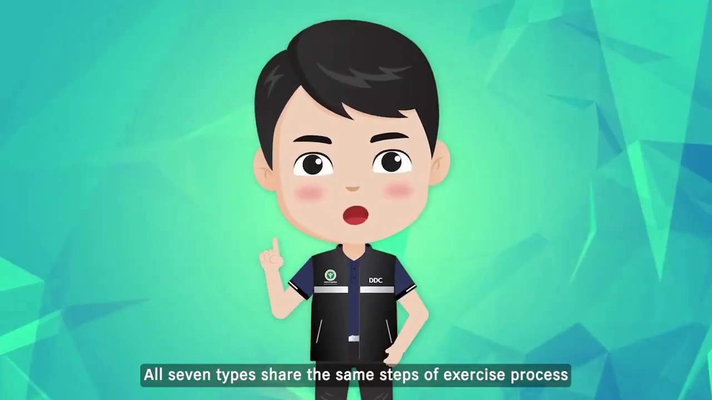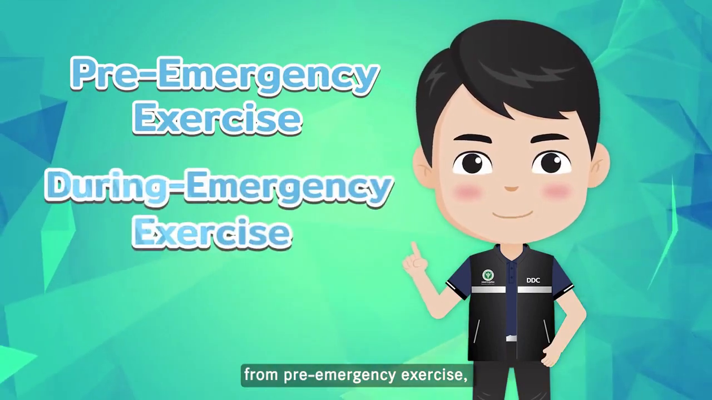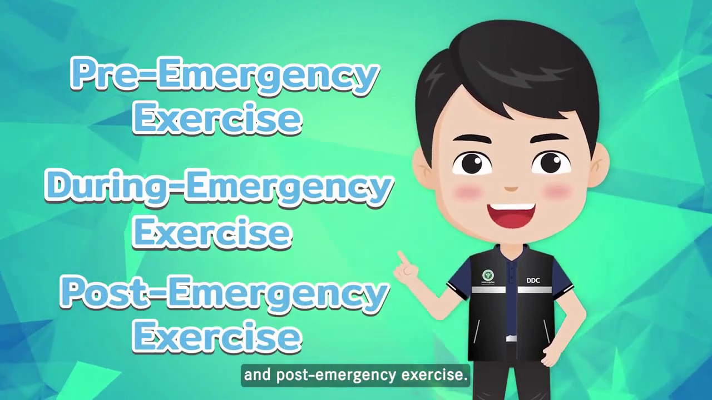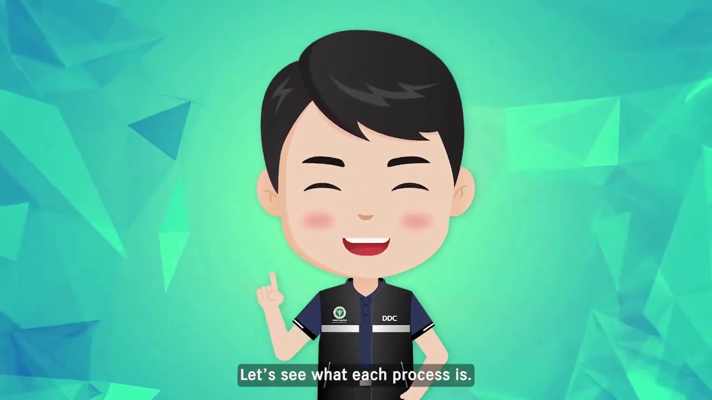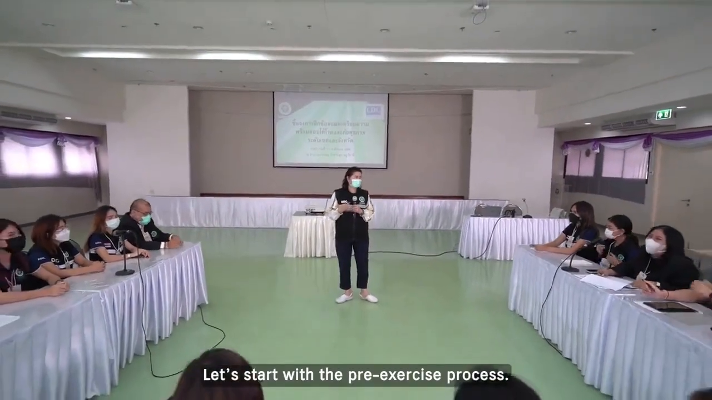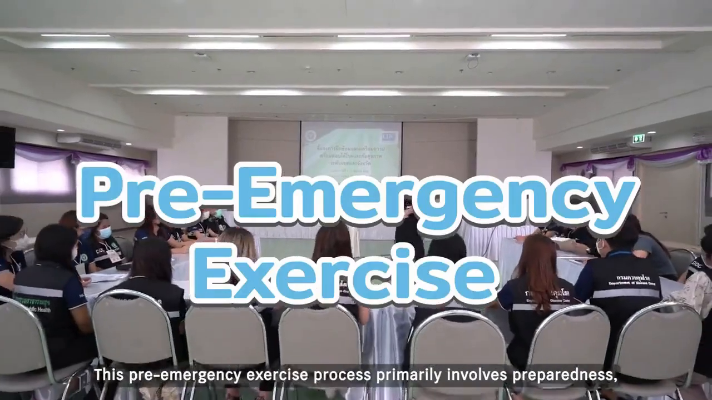All 7 types share the same steps of the exercise process, from pre-emergency exercise to during emergency exercise and post-emergency exercise. Let's see what each process is. Let's start with the pre-exercise process. This pre-emergency exercise process primarily involves preparedness.